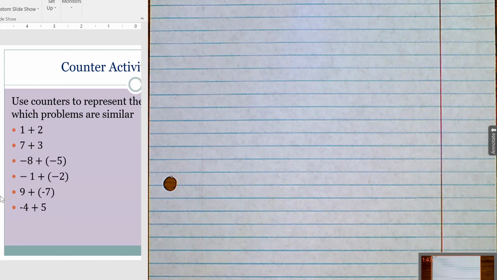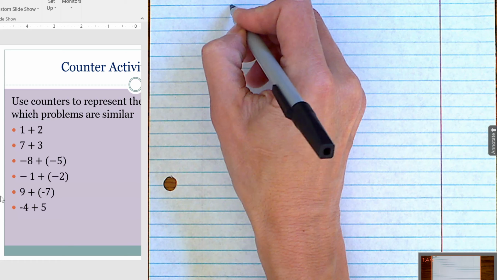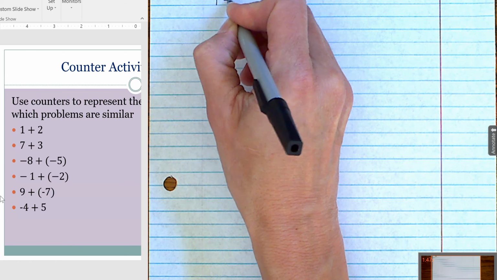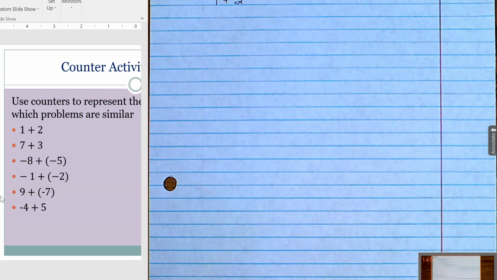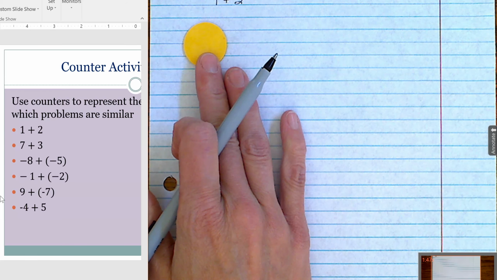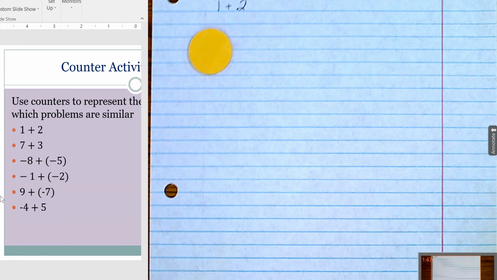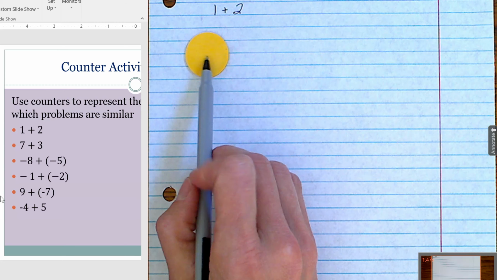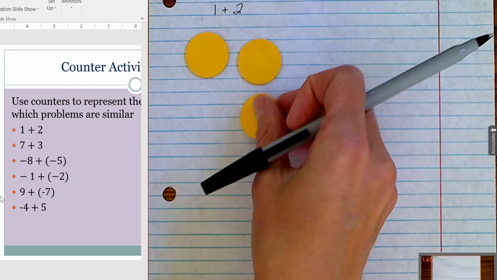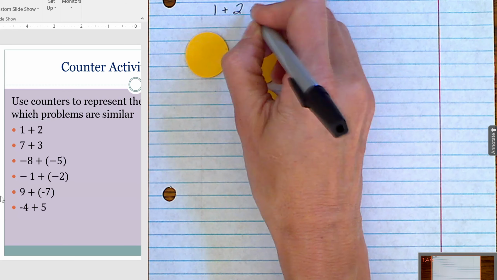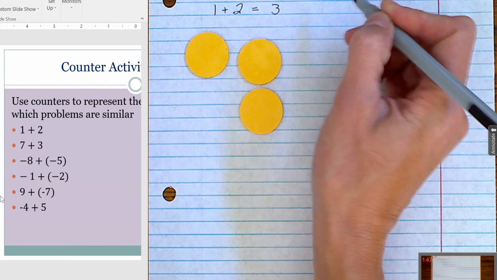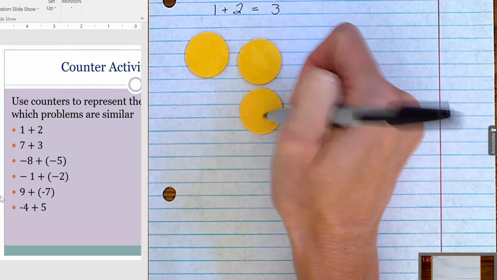In this video, we will take a look at adding integers with counters. The very first problem is 1 plus 2. I'm going to let the yellow side of the counter represent positive. So 1 positive token, and I add onto it 2 positive tokens, results in 3 positive tokens. I actually add 1, 2, and 3.